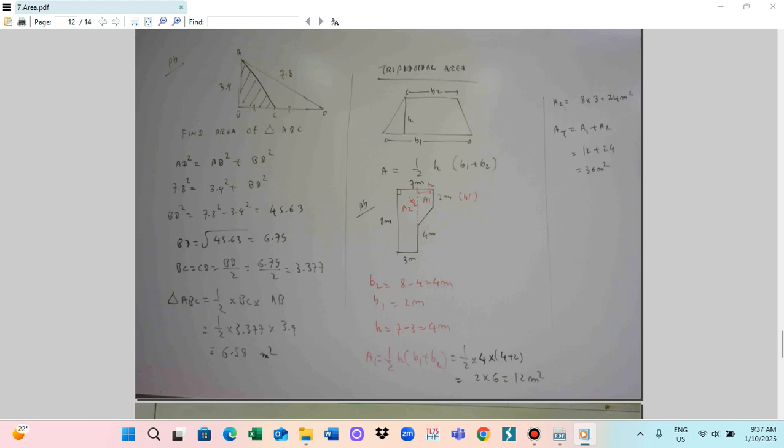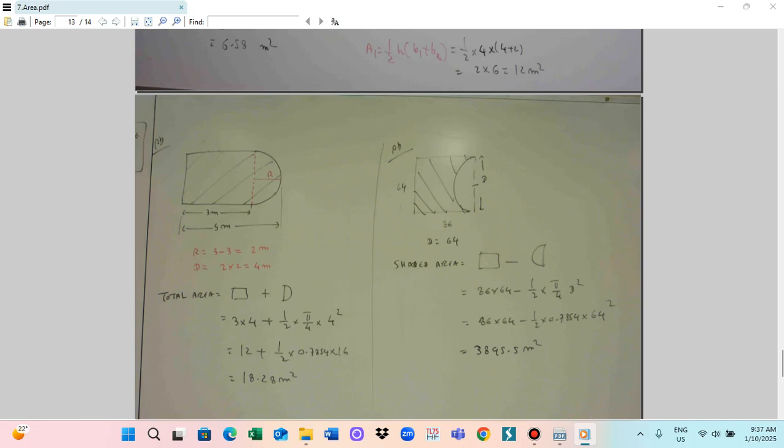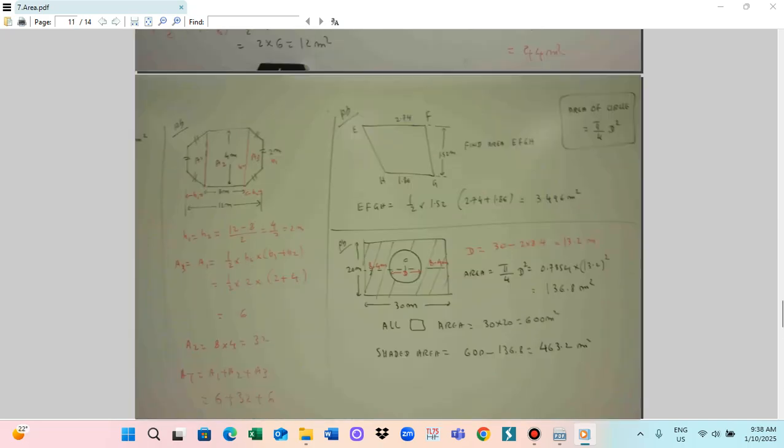Half multiplied by the perpendicular distance, which is 1.52, and the two parallel sides are 2.74 plus 1.86. Then you get the EFGH area. So 2.74 plus 1.86 is 4.6. 4.6 divided by 2 is 2.3, multiplied by 1.52, so you get 3.496 meter square.